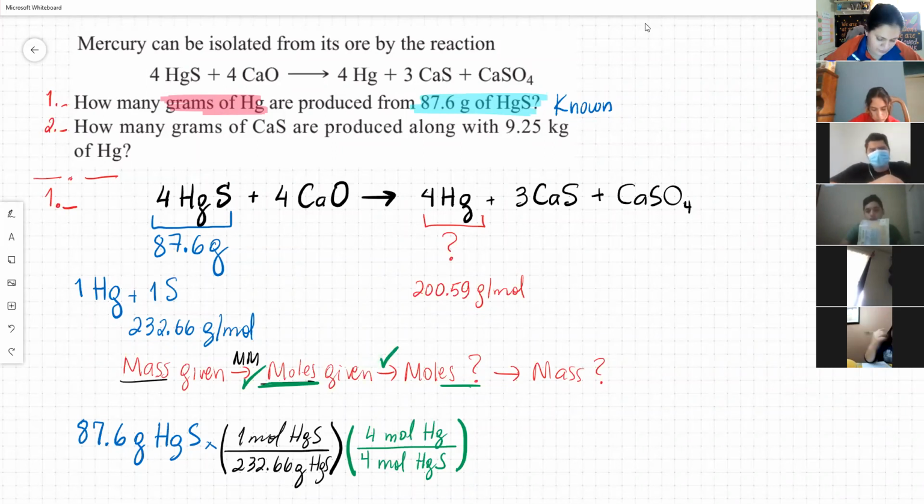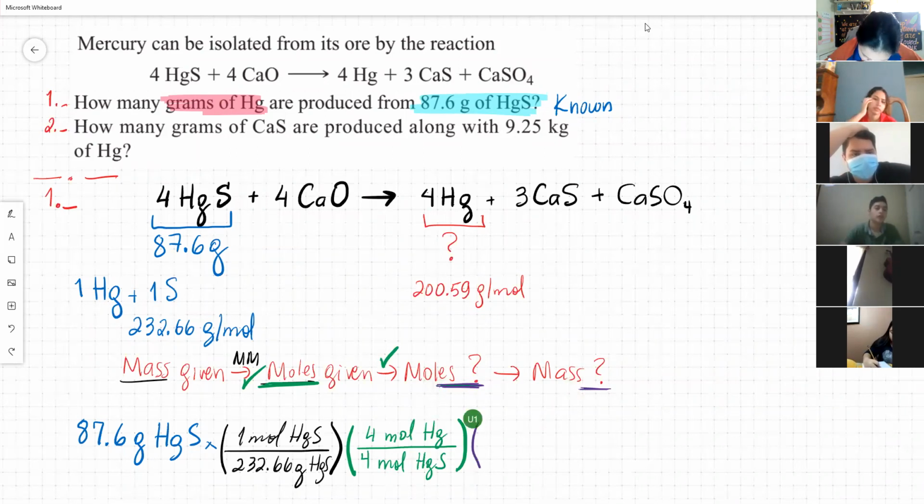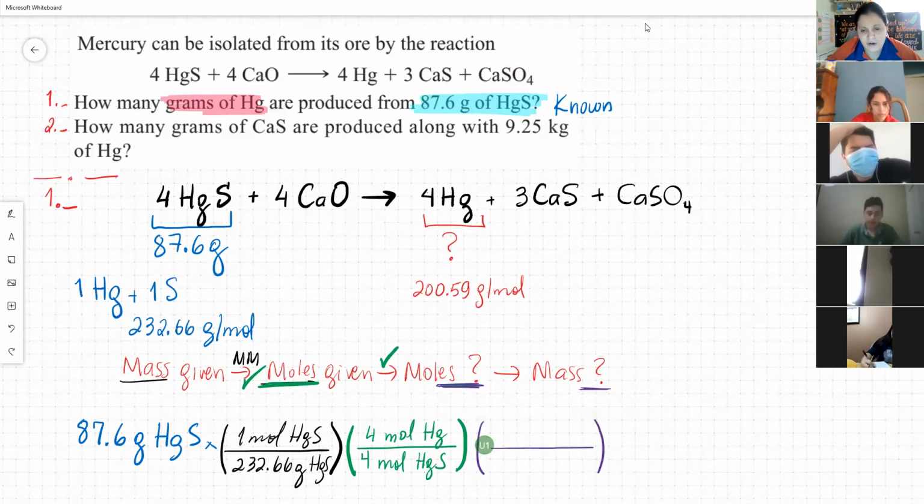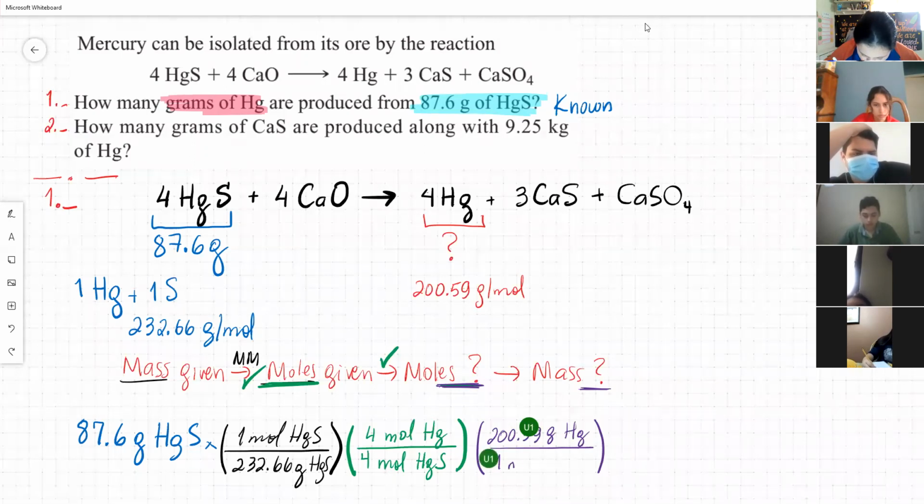And then from moles unknown to mass unknown, what am I going to be using? The molar mass of the unknown. So the molar mass of the unknown, where am I going to put the grams? Up or down? The grams up. 200.59 grams of mercury, and below 1 mole of mercury.